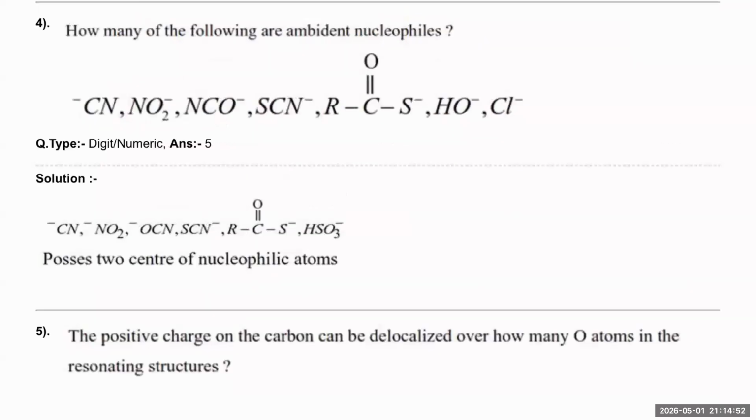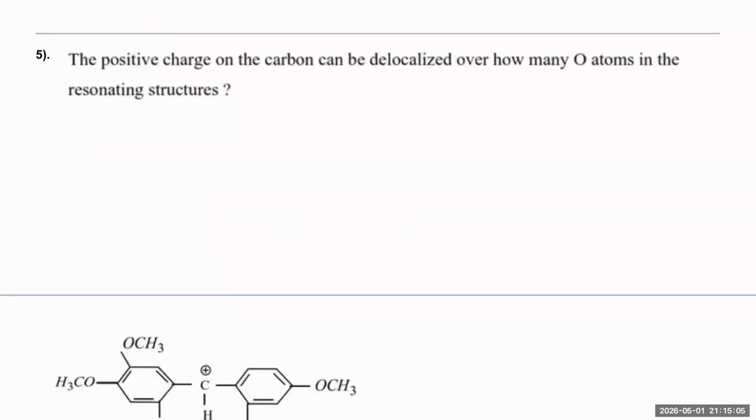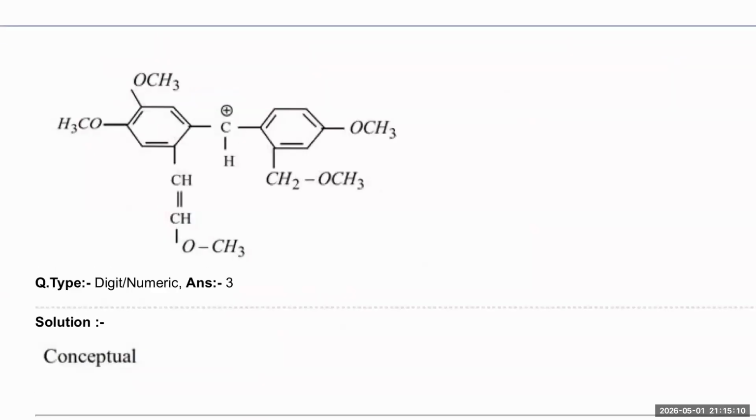Ambidentate nucleophiles, I think you can see the list. I do not need to explain much of it, so I guess you should be okay with it. All good. Next, the positive charge on the carbon can be delocalized over how many oxygen atoms in the resonating structures? You can see how many oxygen atoms will be in the resonating structure here. Let me show you where the positive charge can go. One by one, we'll start with this one.